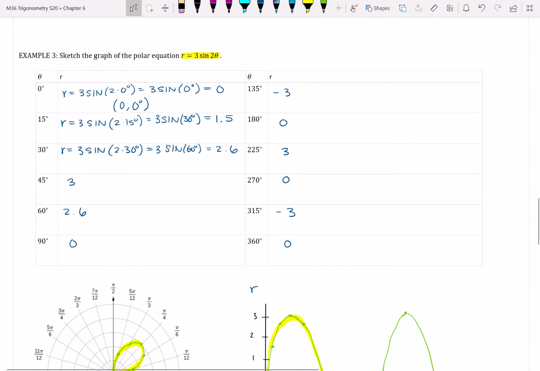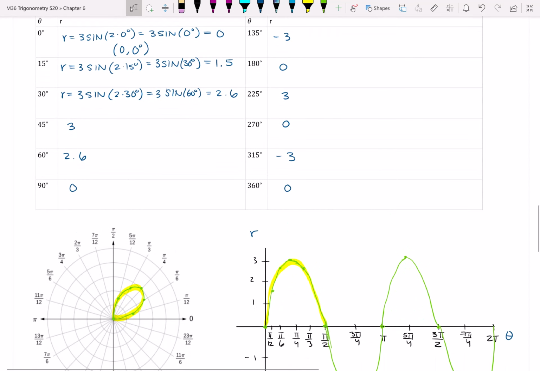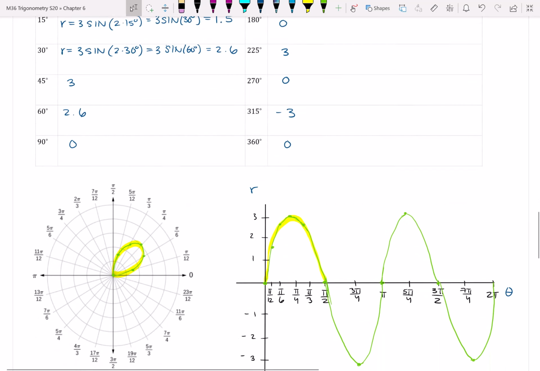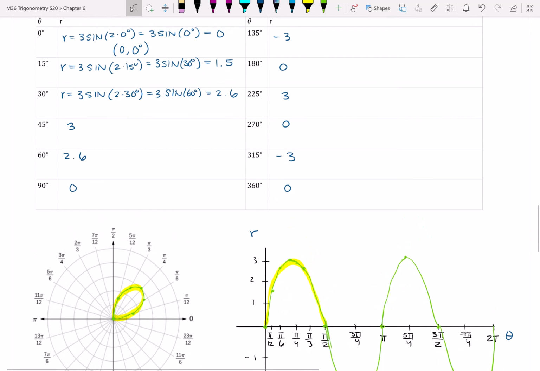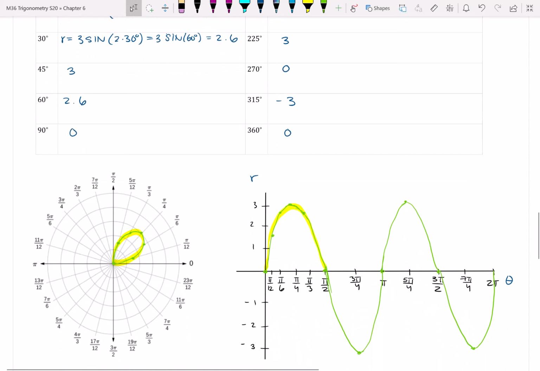All right, the next one was 135 degrees, which is 3 pi over 4, and my r is negative 3. So that's going to reflect here. We have 3 pi over 4, but it's going to be negative 3. And so we're actually going to be at 7 pi over 4, 3.